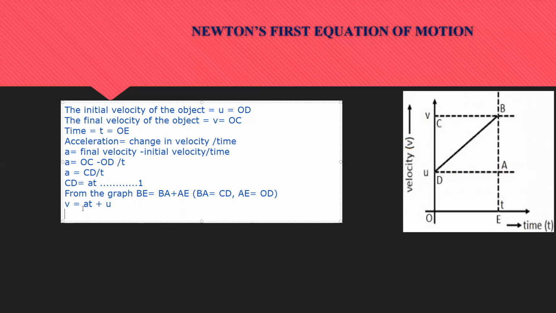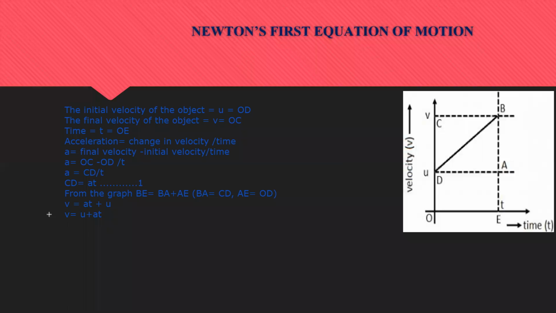Rearranging this equation, we get v is equal to u plus at. This is Newton's first equation of motion. v is equal to u plus at. This equation describes the relationship between velocity and time. Now, two more equations are there that we will derive in the next video.